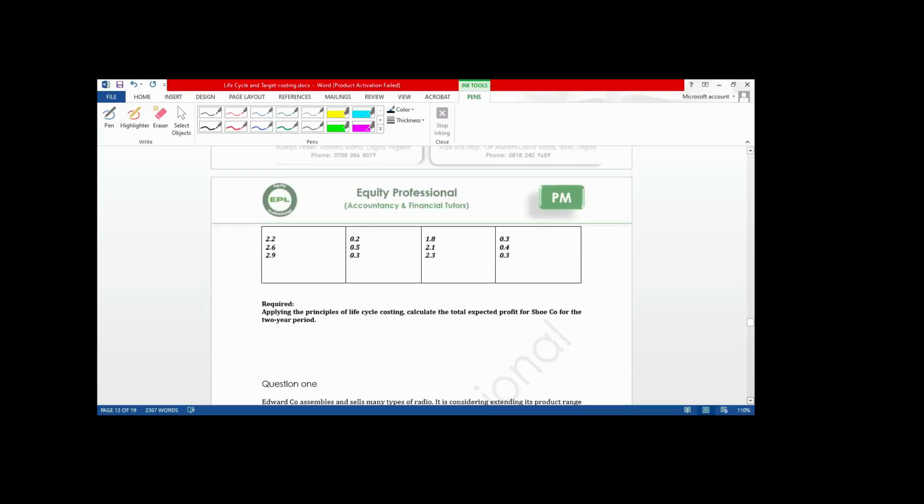Requirements. Examiner says, apply the principles of life cycle costing. Calculate the total expected profits for Learners and Co. for the 2 years period.